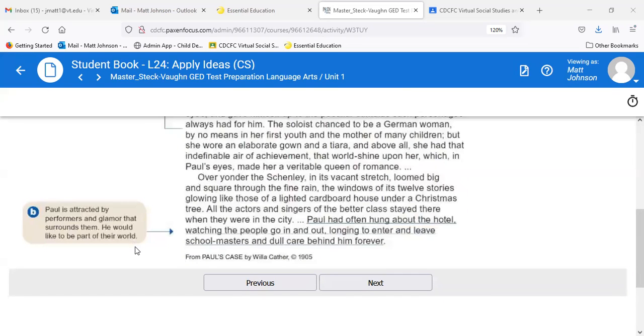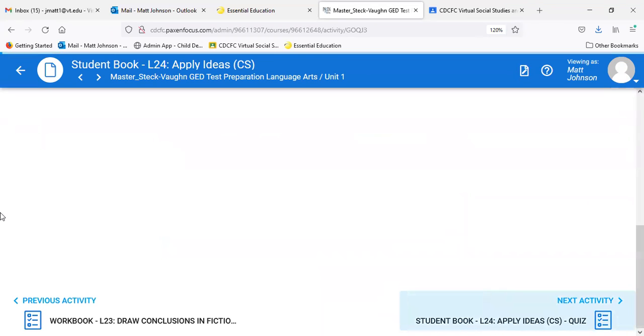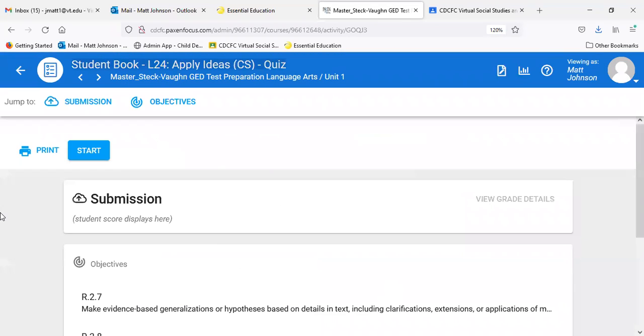And then the underlying piece at the bottom: Paul had often hung about the hotel, watching the people go in and out, longing to enter and leave schoolmasters and dull care behind him forever. So Paul is attracted by performers and the glamour that surrounds him. He would like to be a part of their world. He's hanging out at the hotel where these performers stay, observing them, and wants to be a part of that world. So then you can apply that to how Paul would act in another environment.